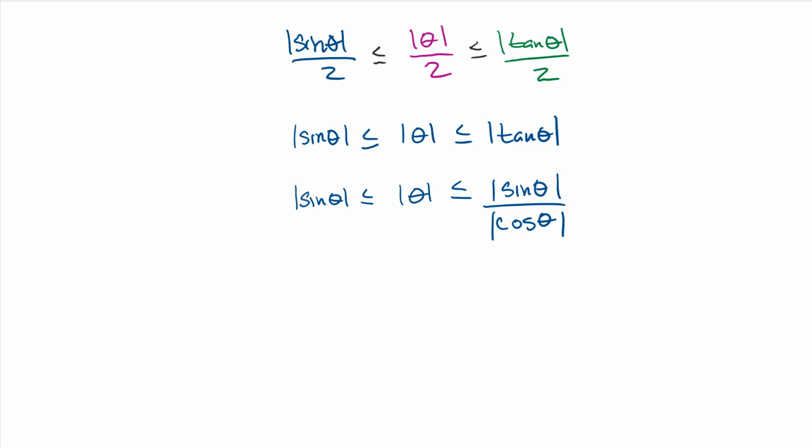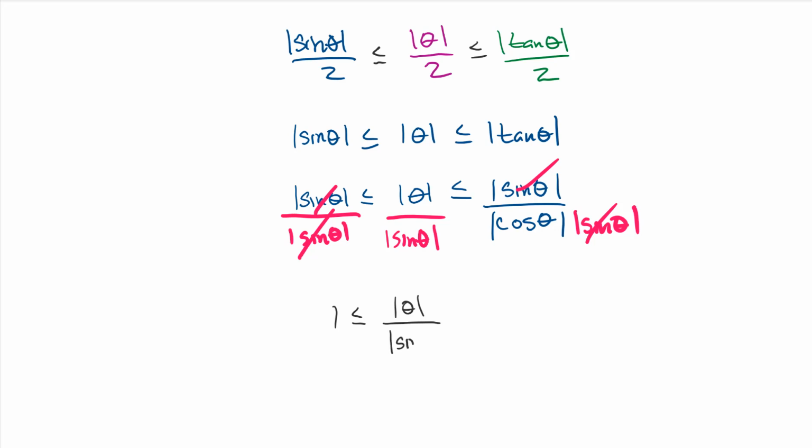All right, so we get to this point. Now, what can we do? Where can we go? Well, since there's a sine and a sine, let's divide everything by the absolute value of sine of theta. We're doing this so we can get things to go away. We multiplied by 1 there. So what are we left with? We get 1 is less than or equal to the absolute value of theta over the absolute value of sine of theta, which is less than or equal to, since those went away, 1 over the absolute value of cosine of theta.